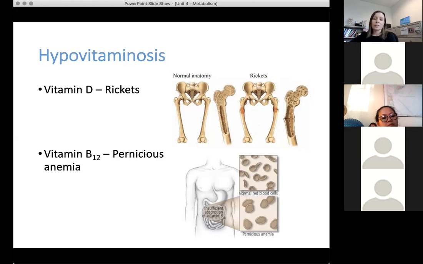And another example is if you have a deficiency of vitamin B12, that leads to pernicious anemia. And this is usually caused by the inability to absorb vitamin B12. It's not that it's lacking in the diet, but the individual is unable to absorb it properly in the digestive tract. So the result of that is that they have fatigue, weight loss, often difficulty concentrating.